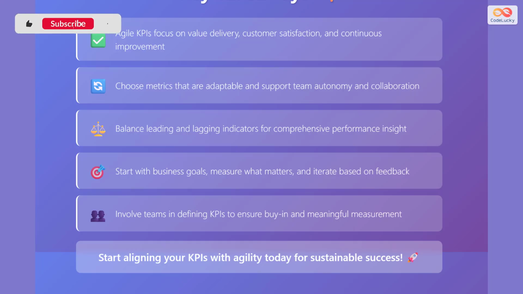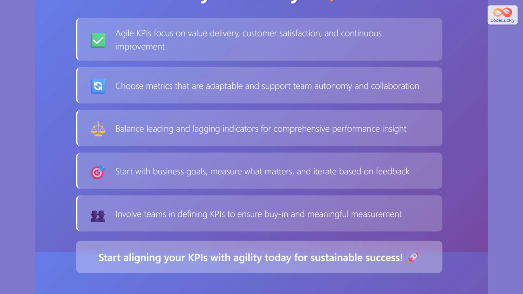Third, balance leading and lagging indicators for comprehensive performance insight. You need to understand both where you've been and where you're heading. Fourth, always start with business goals, measure what matters, and iterate based on feedback. Your metrics should serve your strategy, not the other way around.